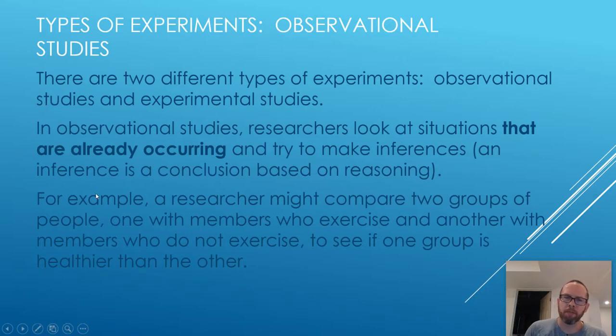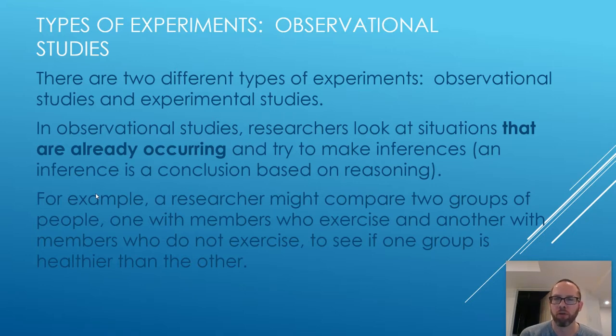So when we're collecting data, performing an experiment, there's two types: observational studies and experimental studies. In observational studies, researchers look at situations that are already occurring and try to make inferences, which is just a conclusion based on reasoning. But the key is that they're already occurring. They're just observing. They're not controlling anything. They're not administering treatment.